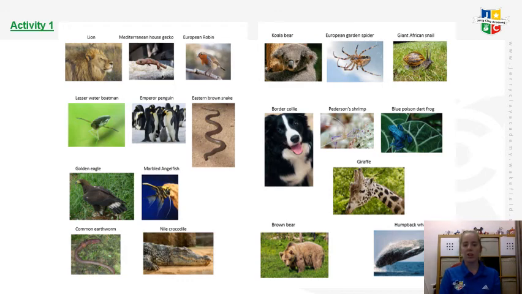On the next slide, you will have a challenge activity, which are three questions based on what we've looked at today, based on Carl Linnaeus and the Linnaean system. And when you've completed activity one and your challenge, please upload it to Seesaw so I can comment on it.